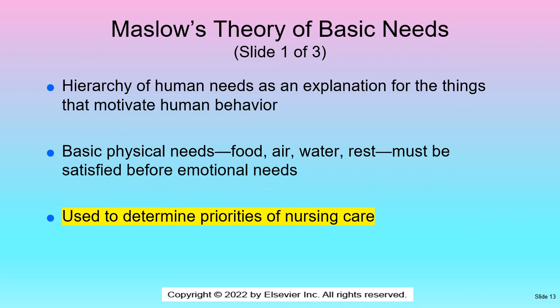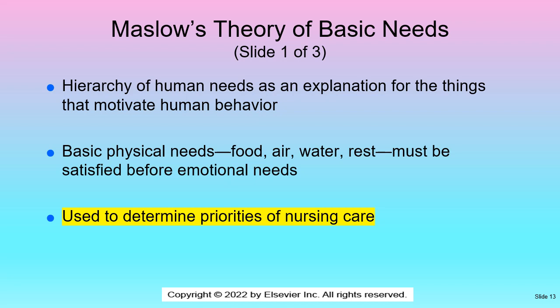Here we're going to start talking about Maslow's theory of basic needs. This is presented on a hierarchy. They usually use a pyramid to show the example of Maslow's hierarchy of basic needs as an explanation for the things that motivate human behavior. On the bottom of this pyramid, you're going to have things that are very, very basic and that you have to fulfill before you can move up the pyramid to achieve the next level. Things on the base or the bottom, the supporting foundation, are things like physical needs, food, air, water, rest. These must be satisfied before you get to the emotional needs that also want to be satisfied. You have to have these things before you move up the pyramid.